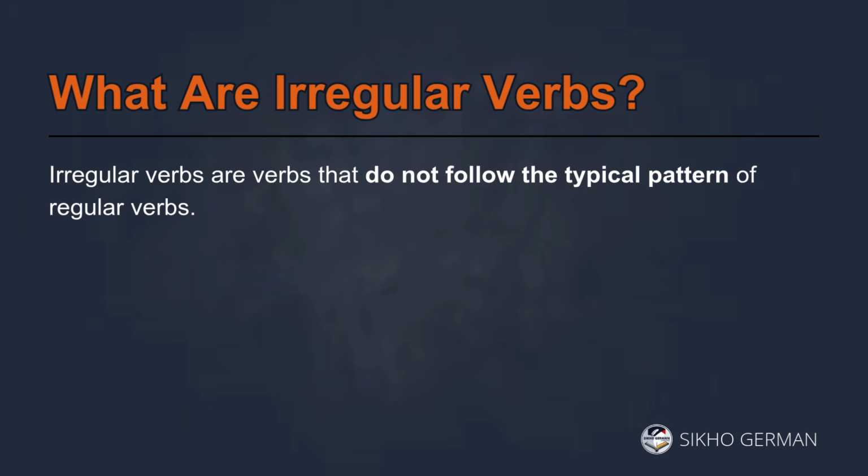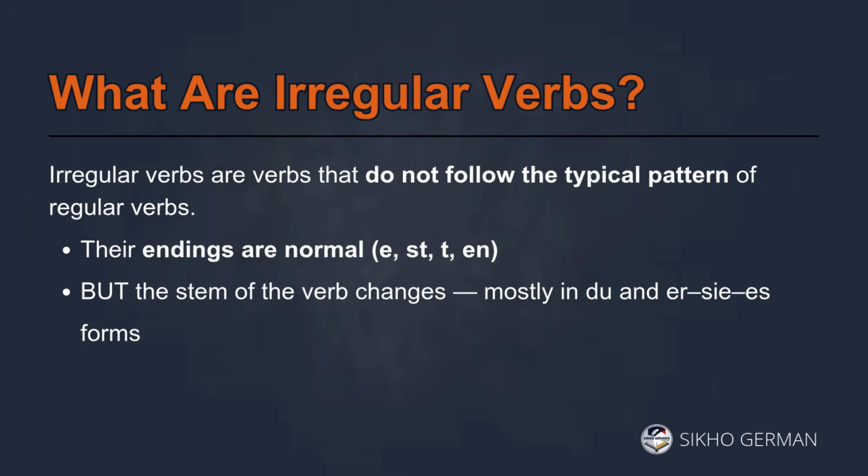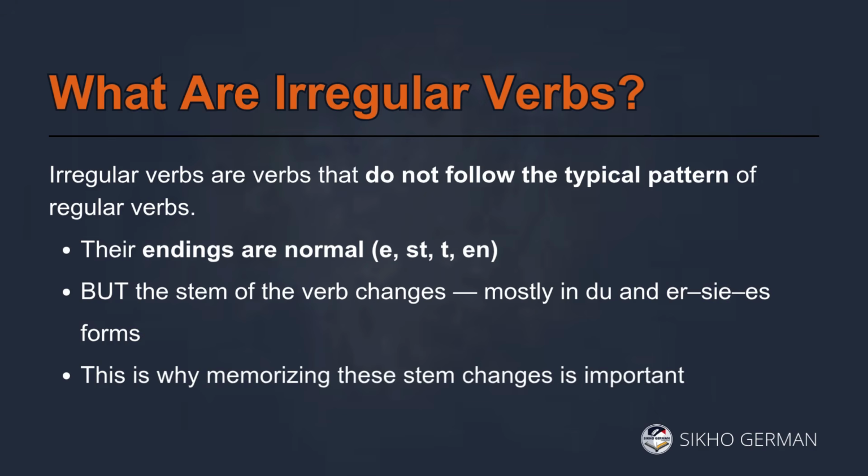Here's what makes them different. Their endings are normal. They use the same endings as regular verbs: e, st, t, en. But the stem of the verb changes, mostly in the du and er/sie/es forms. This means the vowel inside the verb changes. The verb stem gets a vowel shift for the second and third person singular. This is why memorizing these stem changes is important. The endings are predictable, but the stem vowel changes. That's what makes them irregular.